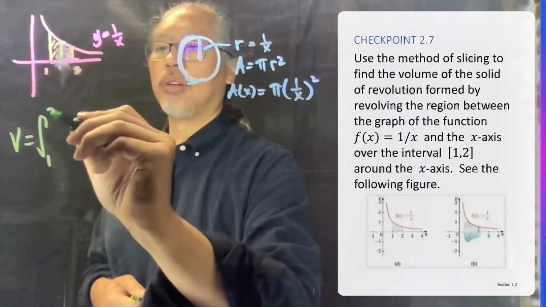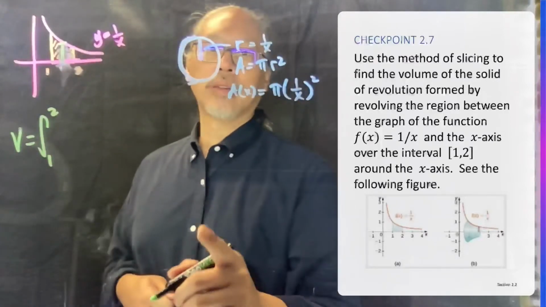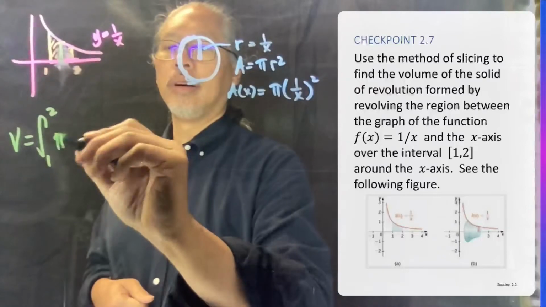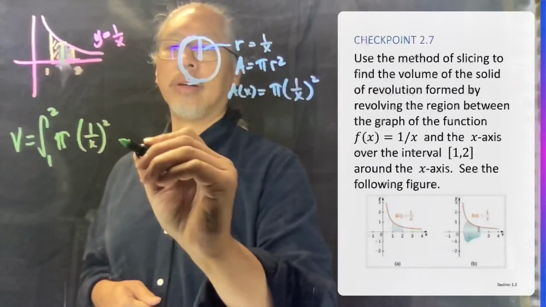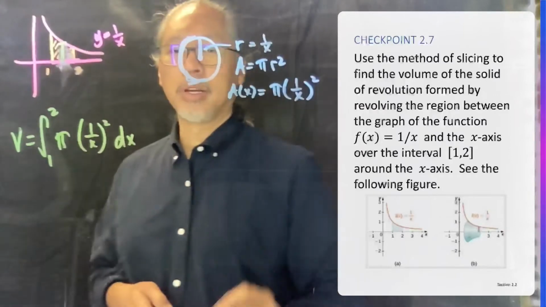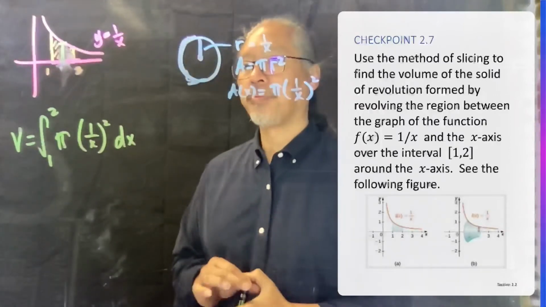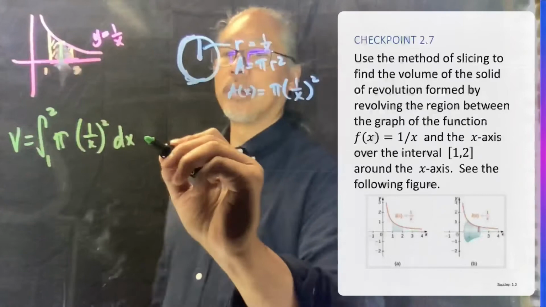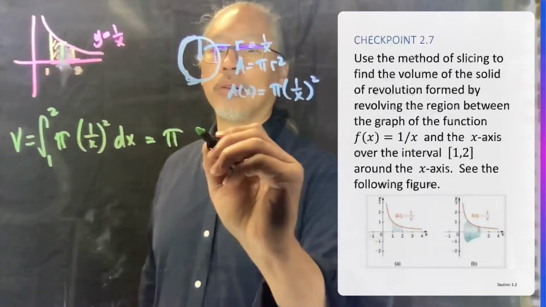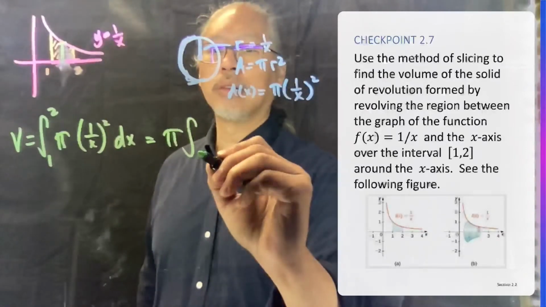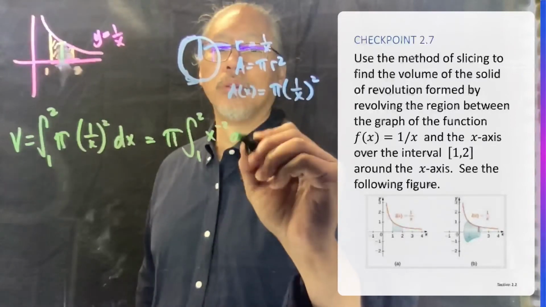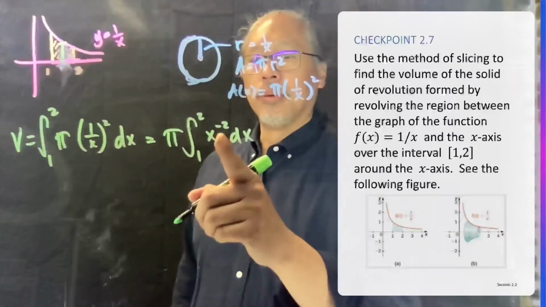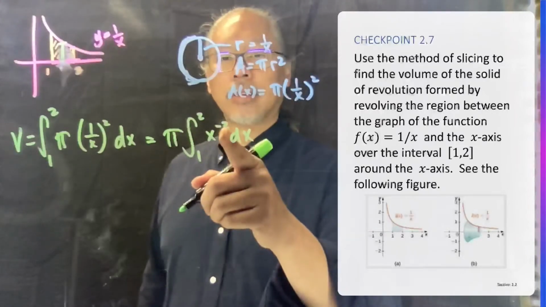We have limits from 1 to 2 as we move along the x. We have our area, which is pi times (1 over x) quantity squared, and our delta x becomes dx, and there we have it. Let's just rewrite this to make our integral a little bit easier. Let's take the constant pi out, and then let's write this as x to the negative 2. And so the integral of this is x to the negative 1.